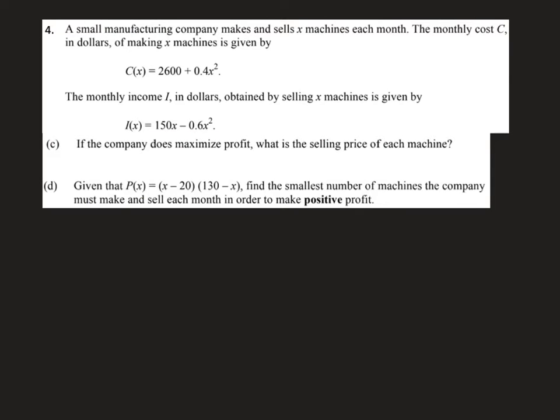Parts C and D are a little bit trickier. So we know from part B that we can maximise the profit when the number of machines is 75. And then part C says, if the company does maximise profit, so if it does produce 75, what is the selling price of each machine?